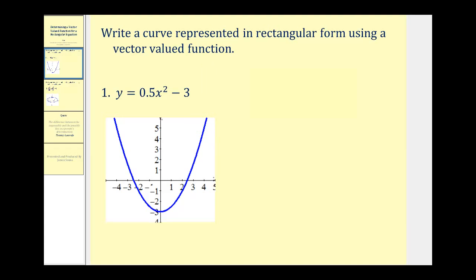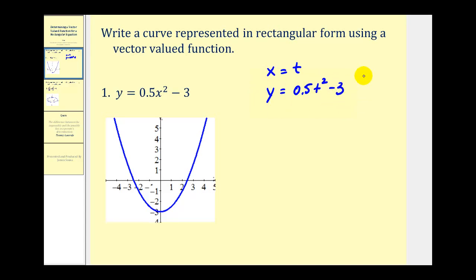The way we do this is express this as a set of parametric equations and then set it up as a vector-valued function. So for example, on this equation, if we let x equal t, we can perform substitution here for x and replace it with t, so we can say that y is equal to 0.5 t squared minus 3.